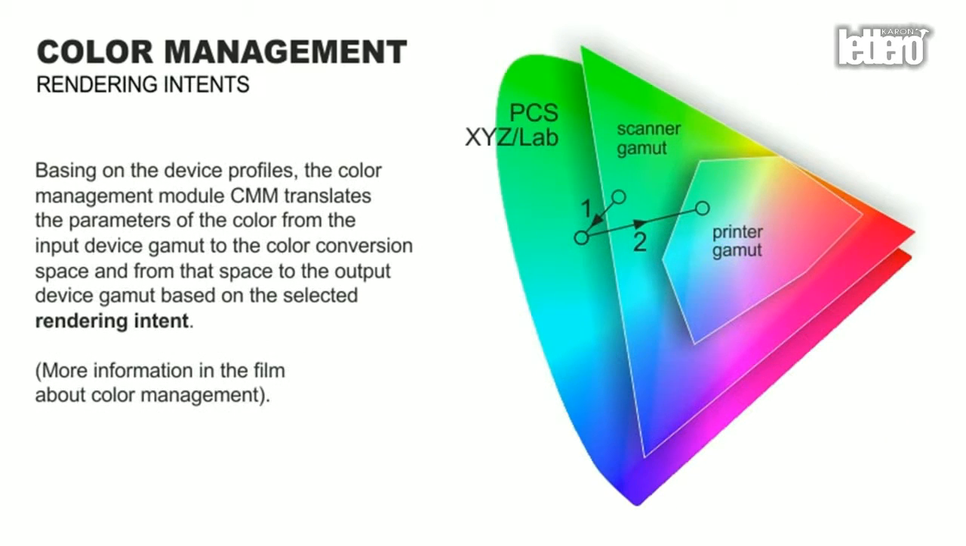Based on the profiles of devices, the CMM Color Management Module recalculates the parameters of color from the gamut of the input device to the color conversion space, and then from the color conversion space to the gamut of the output device, based on the chosen display method, the rendering intent. For more information, see the film on color management.